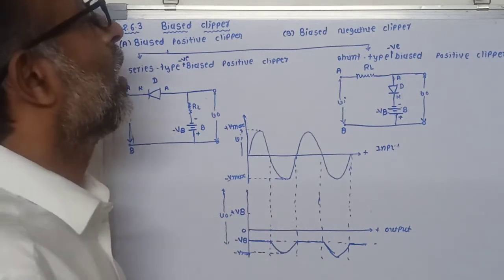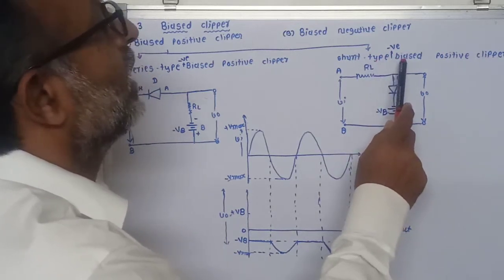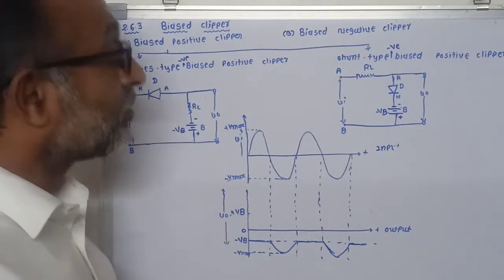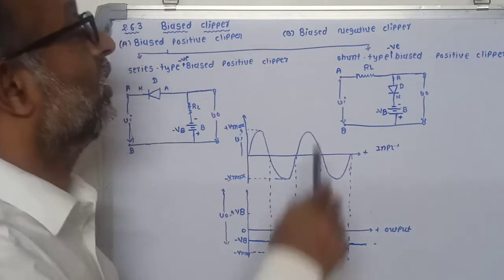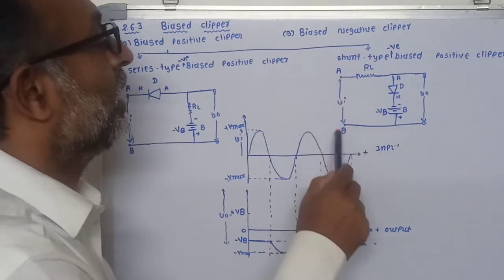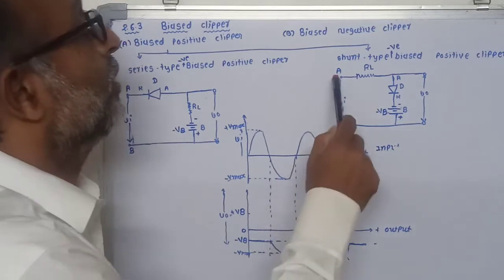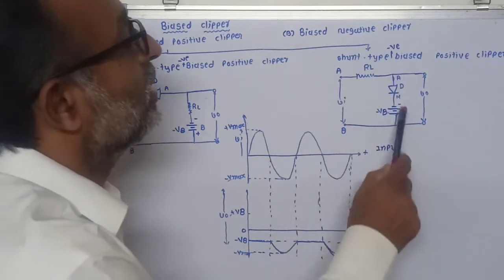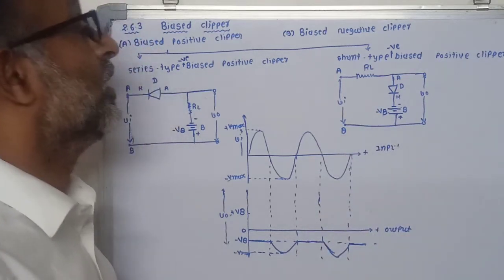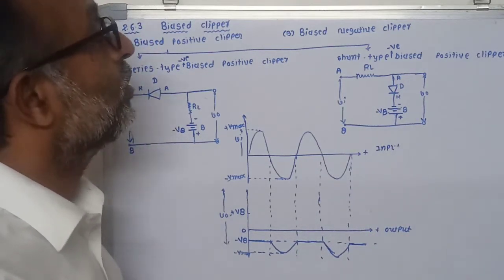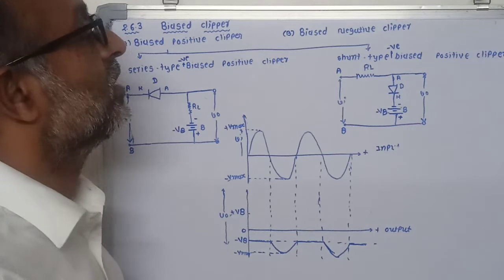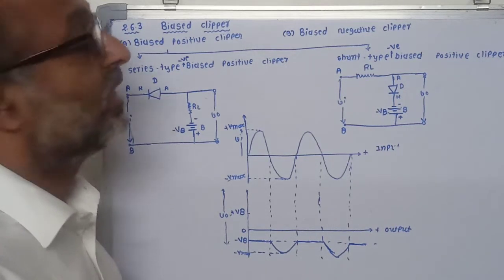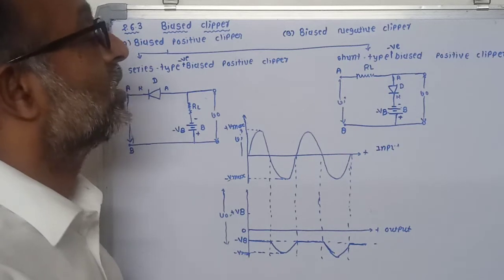Now similarly, the shunt type negative bias positive clipper circuit. During the positive half cycle, terminal A is positive and terminal B is negative. This A terminal is connected to the anode and B terminal is connected to the cathode of the diode. In this condition, the diode is said to be forward biased. That means it acts as a closed circuit.